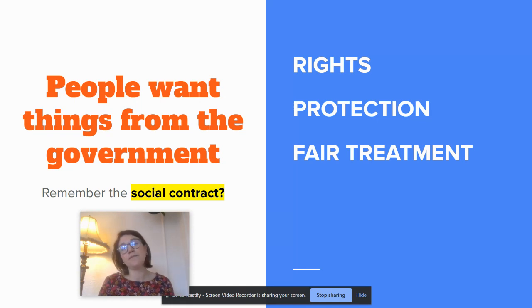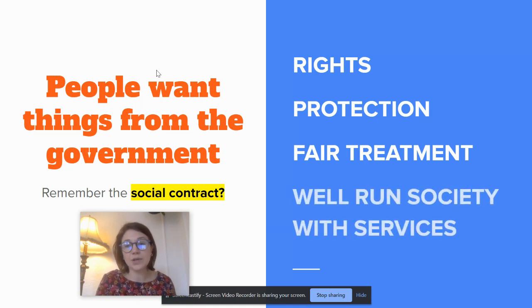But we also want to be treated fairly in the workplace as well. We want to have equal opportunity. Lastly, we pretty much want a well-run society with services. Services like education, healthcare, all of our utilities. So in a nutshell, right, people want things from the government, and we are going to use political parties to help make sure that government gives us what we want.